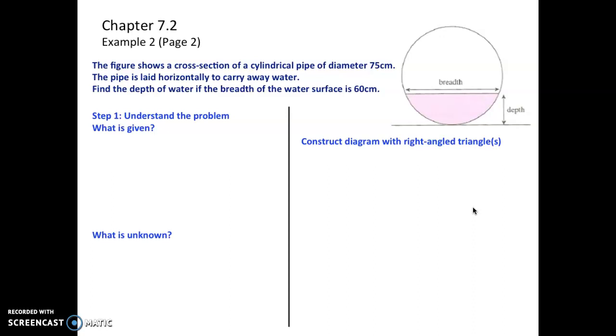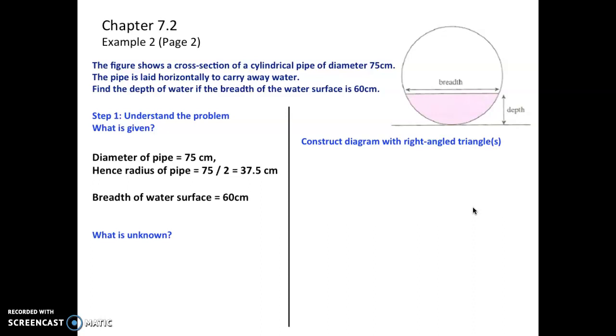Here we have a cylindrical pipe, cross-section of the cylindrical pipe that has a diameter of 75 cm. The pipe is laid horizontally to carry away water. So in this case, the pink section in the picture is showing the water that it's carrying away. The question wants us to find the depth of the water if the breadth of the water surface is 60 cm.